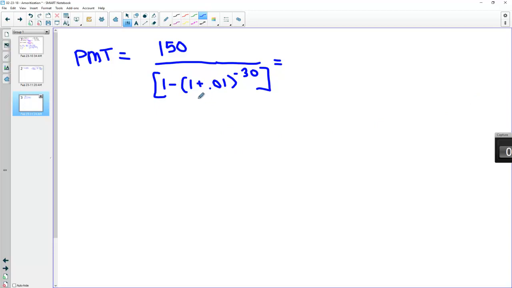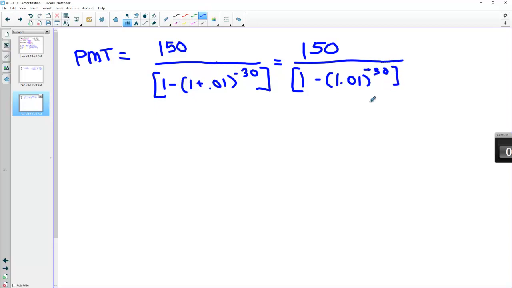So what we're going to have to do now is this: 1 minus 1.01 to the negative 30 right there. Essentially what we're going to do is this right here and then subtract. A lot of students mess up right here. The negative part doesn't matter because you have to do the exponent first in order of operations, and students always mess that part up.